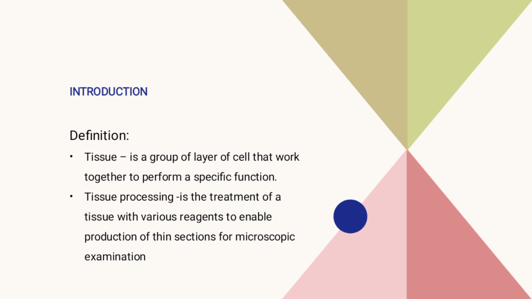So when we go to the introduction, we begin with the definition of terms. The first term is tissue. So what is a tissue? A tissue is a group or layer of cells that work together to perform a specific function. Then what is tissue processing? This is the treatment of a tissue with various reagents to enable production of thin sections for microscopic examination.